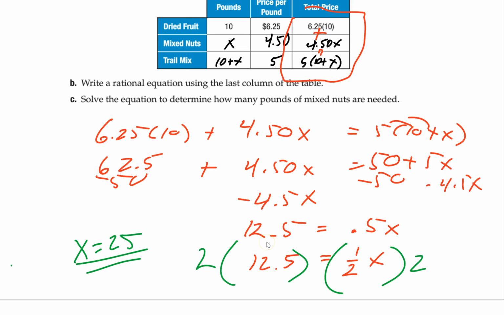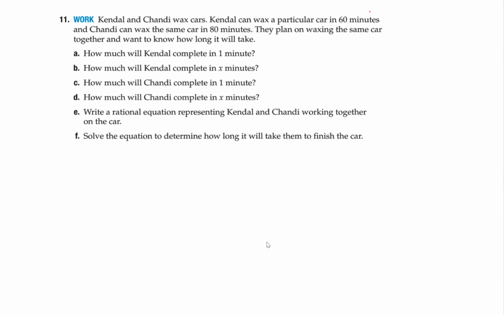There you go. Let's do one last one. Kendo and Candy wax cars. I don't want to get into it.